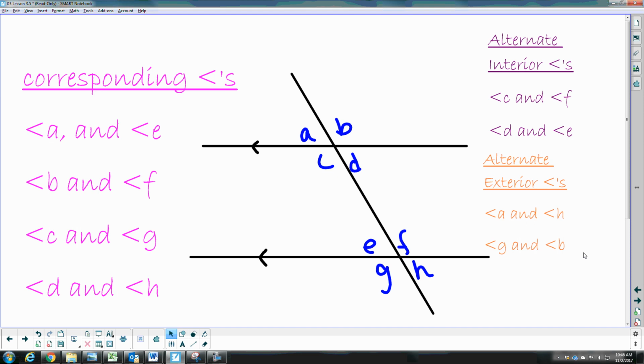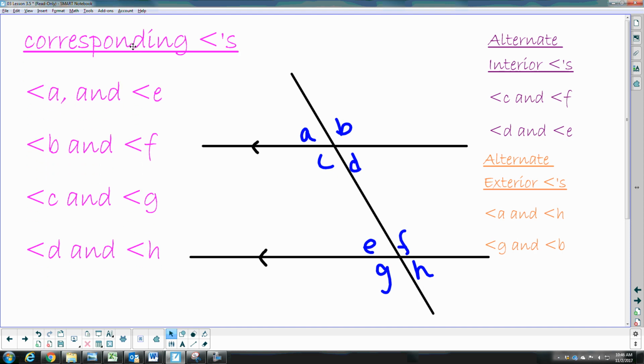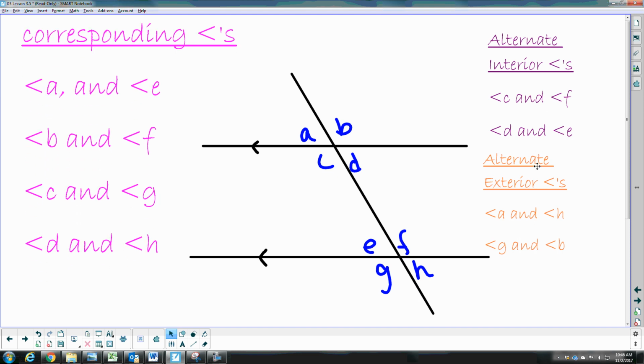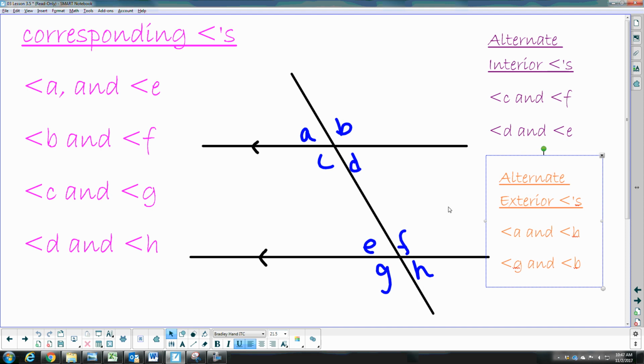Okay, so now with all of this stuff, we're going to use this to construct parallel lines. So again, the conjecture is true that if you have parallel lines cut by a transversal, then corresponding angles, alternate interior angles, and alternate exterior angles are all congruent. And the converse of that, if you have corresponding angles, alternate interior angles, and alternate exterior angles that are all congruent, then you have parallel lines that are cut by a transversal.